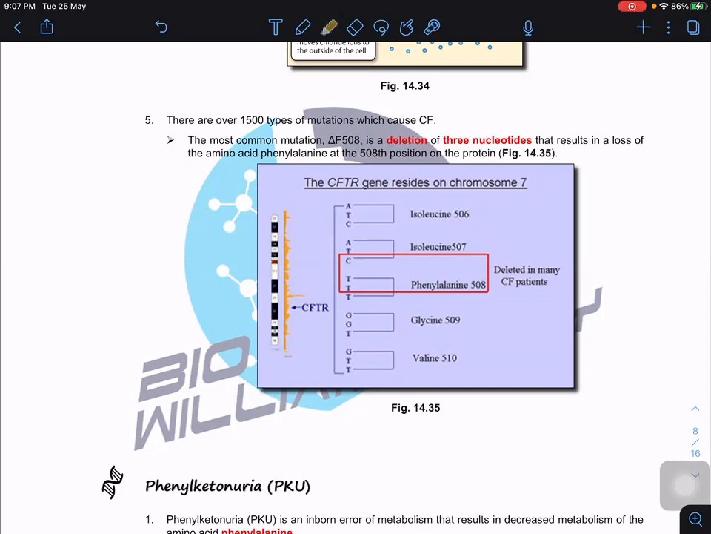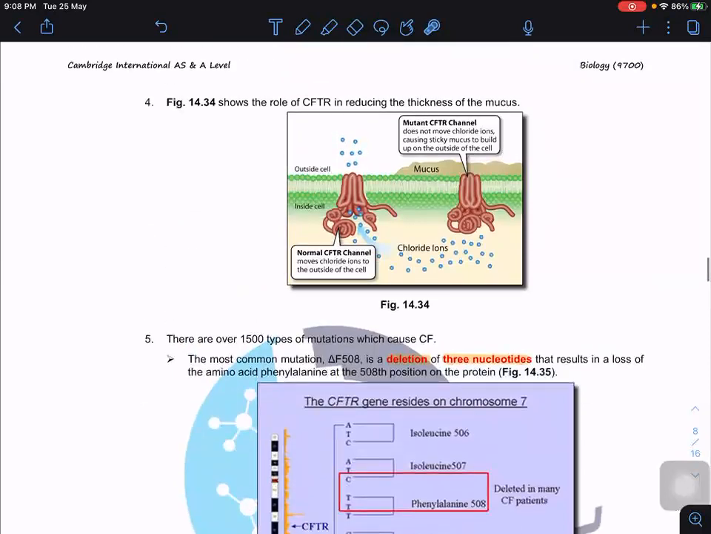So what you need to know here, at least, is the deletion of 3 nucleotides. Because of this deletion of 3 nucleotides, the remaining ones still remain the same. Therefore, there is no frameshift. It's just missing 1 amino acid, no frameshift. Okay, so this is what we call cystic fibrosis.